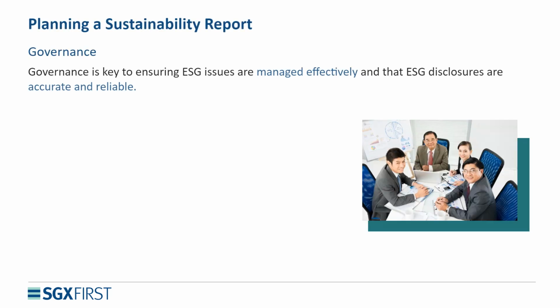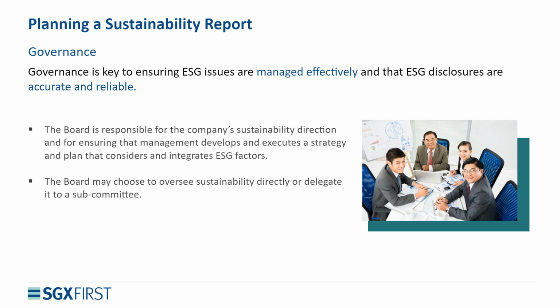Governance is key to ensuring that ESG issues are managed effectively and that ESG disclosures are accurate and reliable. Governance over sustainability includes the appointment of committees and senior management for oversight, management, and monitoring of sustainability efforts, frequency of reviews, reporting lines and escalation processes, inclusion of risks as part of enterprise risk management, and approvals for policies.